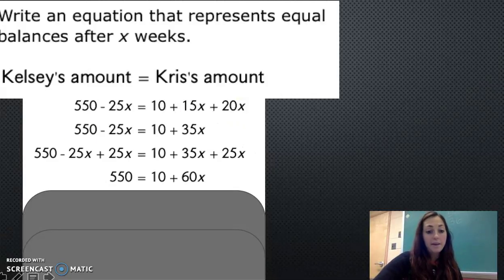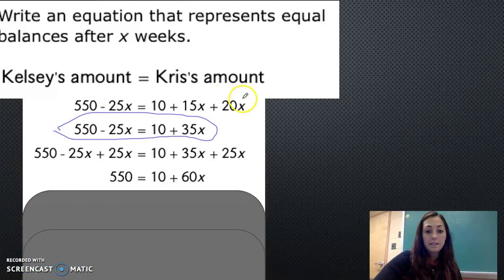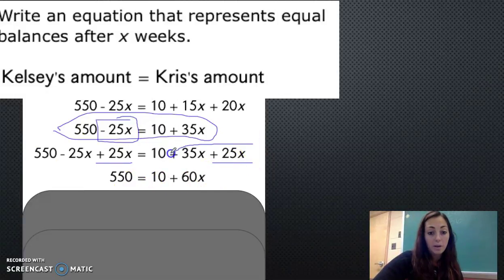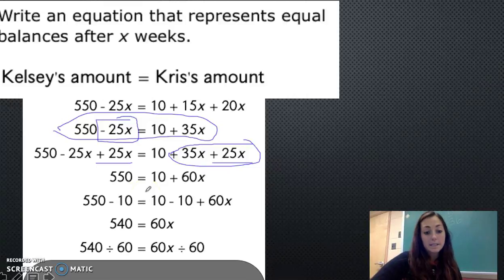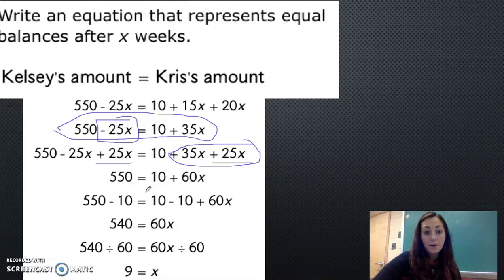Then we add 25x. If you're looking here, we've got this step. They combine like terms, 15x and 20x to get 35x. And now I'm going to undo negative 25x by adding 25x to both sides. Then I get 550 equals 10 plus 60x when I combine 35x and 25x. And then it's two steps from there. Subtract 10, divide by 60, and you get x equals 9. So that means they'll have the same amount after 9 weeks.